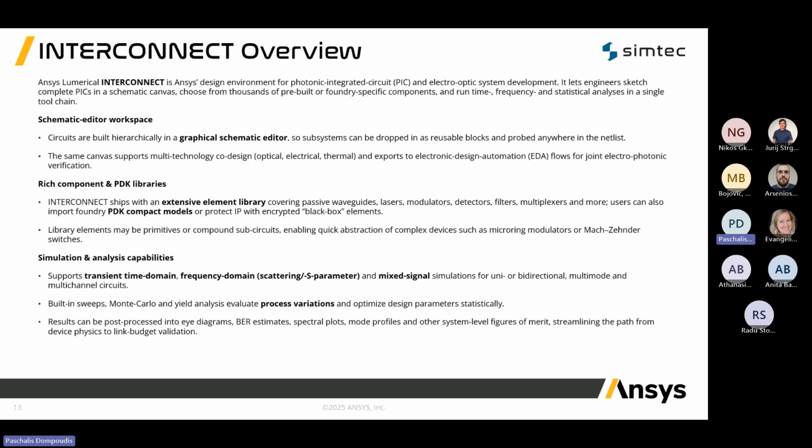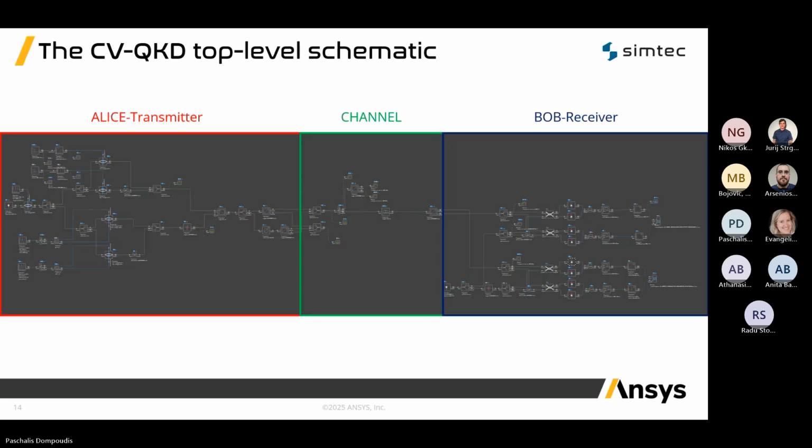INTERCONNECT also comes with a large library of ready-made parts. So we have a library with waveguides, lasers, modulators, detectors, filters, multiplexers, etc. And finally, when it comes to simulation, you can run time domain and frequency domain analysis. You can check signal quality. You can run statistical tests like Monte Carlo. And after the simulation, you can also create some plots like eye diagrams, bit error rate curves, or spectra, etc.